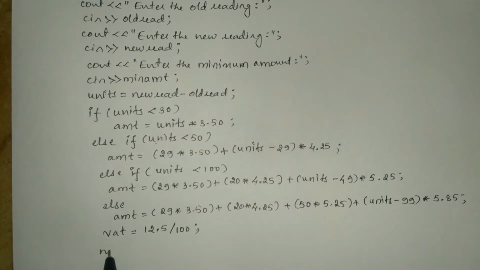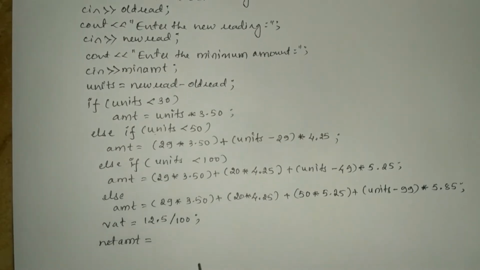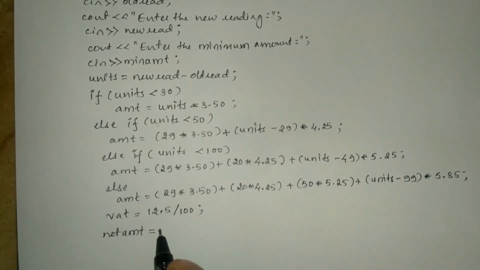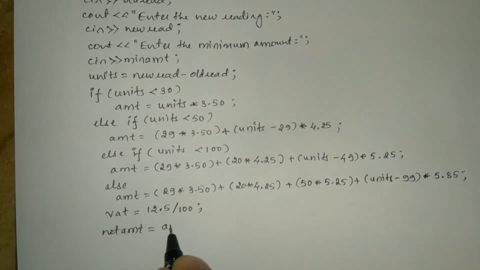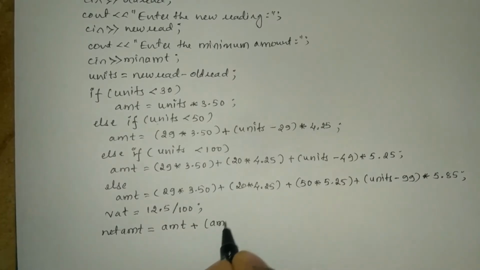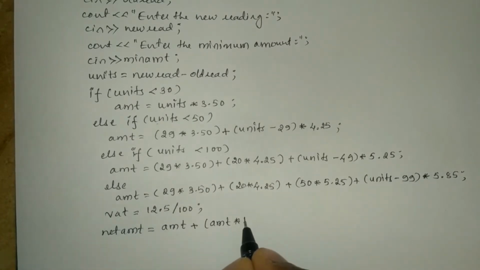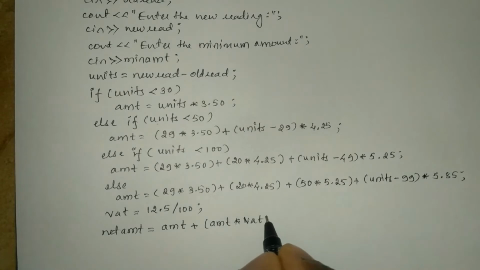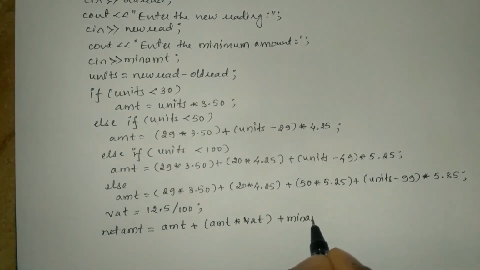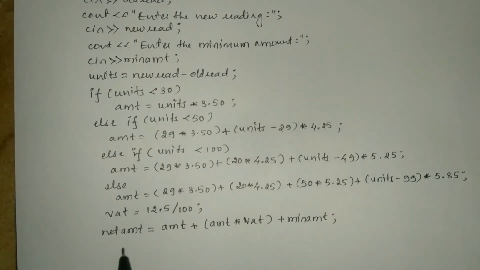Next we are going to calculate net amount payable by the consumer. So how to calculate this? We have to write first amount. So we have to write calculate amount plus amount. On this amount we have to charge VAT. So that is 12.5%. So here I'm going to write into VAT plus minimum amount is to be added, right? So minimum amount and put semicolon.